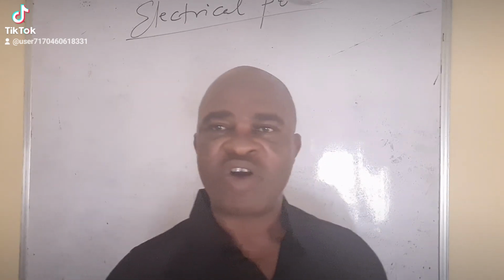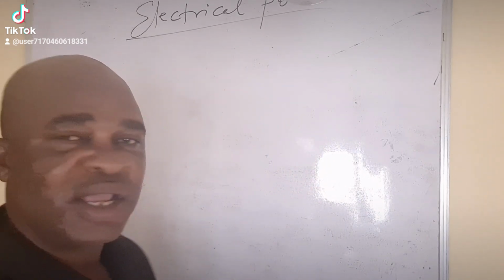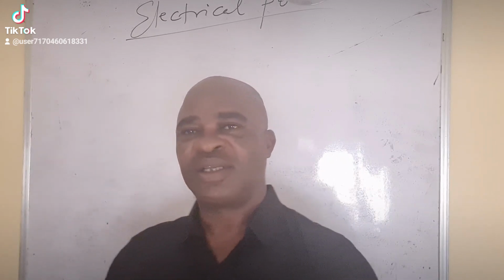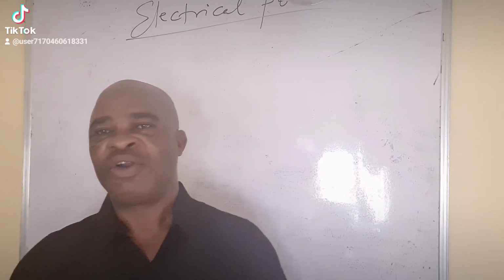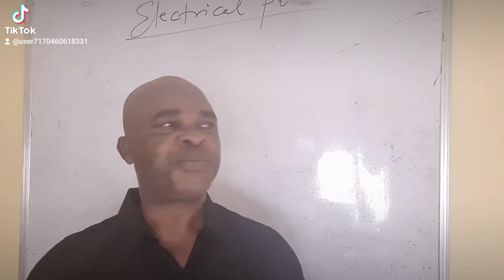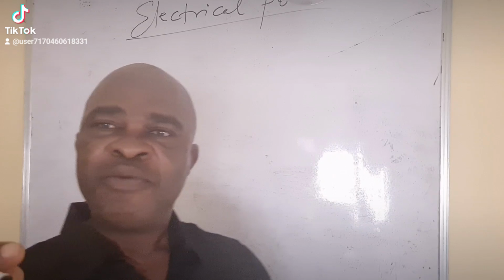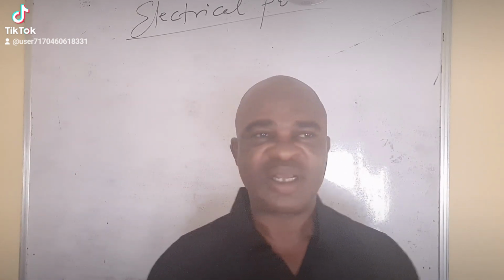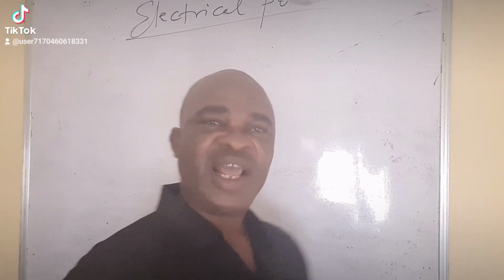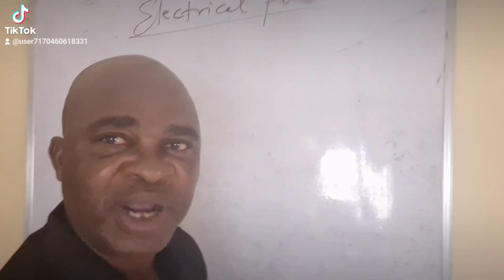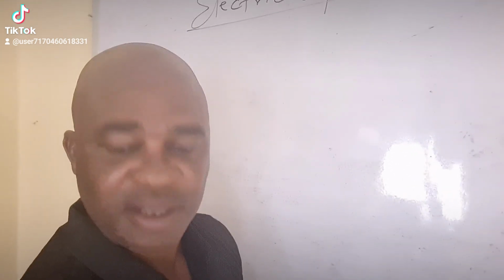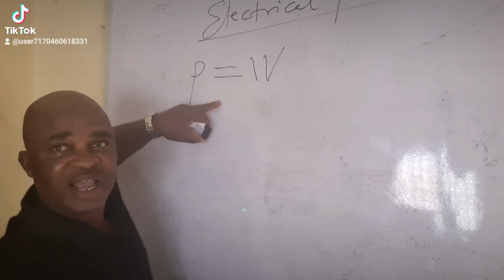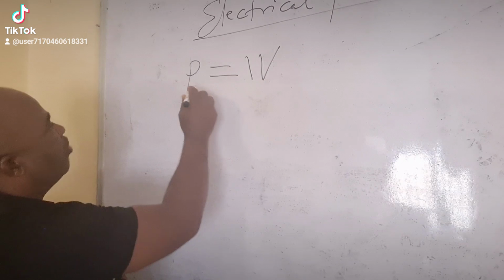By a mathematical definition of power, we can now say that power is equal to IV. Power is equal to IV. That is, power is equal to current multiplied by voltage. Before you can use the mathematical definition, remember that the terms there need to be identified. If we are defining mathematically and we are saying that P is equal to IV, this is a mathematical definition of power now.